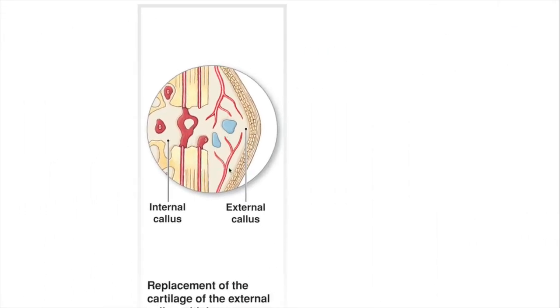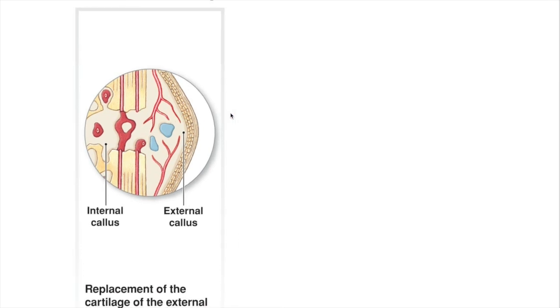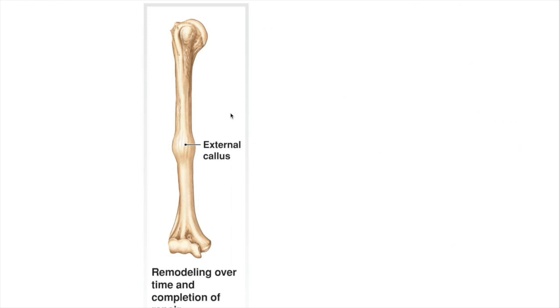Then osteoblasts start to replace the cartilage of the external callus with spongy bone, and bone fragments and dead bone are removed and replaced. And then finally we have bone remodeling that occurs as compact bone replaces the spongy bone. At first you'll see this enlargement where the fracture was, but over time that goes away. And after usually 3 months you can't even tell there was a break.